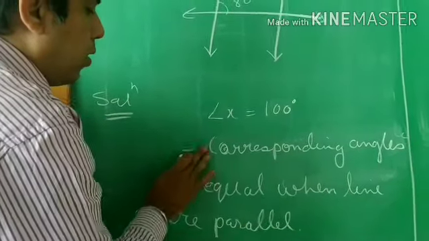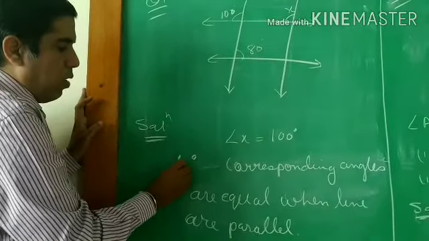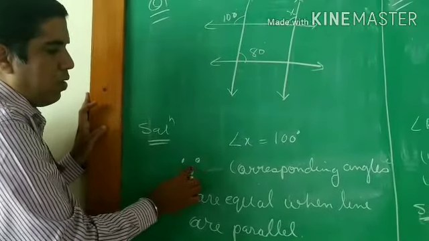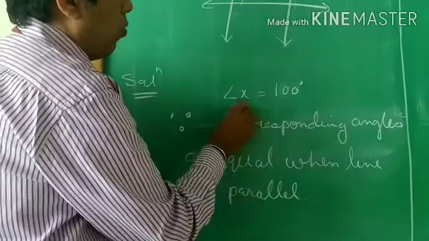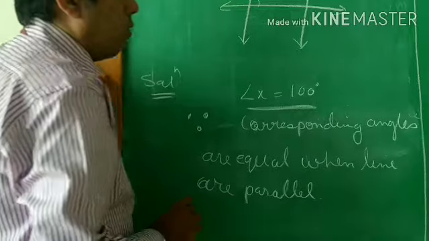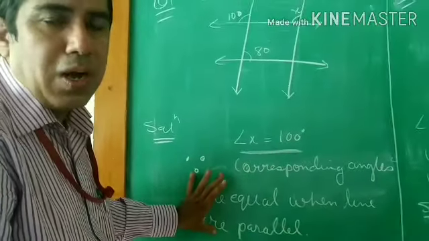You can see here, and it is a reasoning. So reasoning we write like this. You can see, opposite of therefore. So reasoning: corresponding angles are equal when lines are parallel. Students are able to write this part very easily. But this reasoning, if they don't write, they will lose the marks.